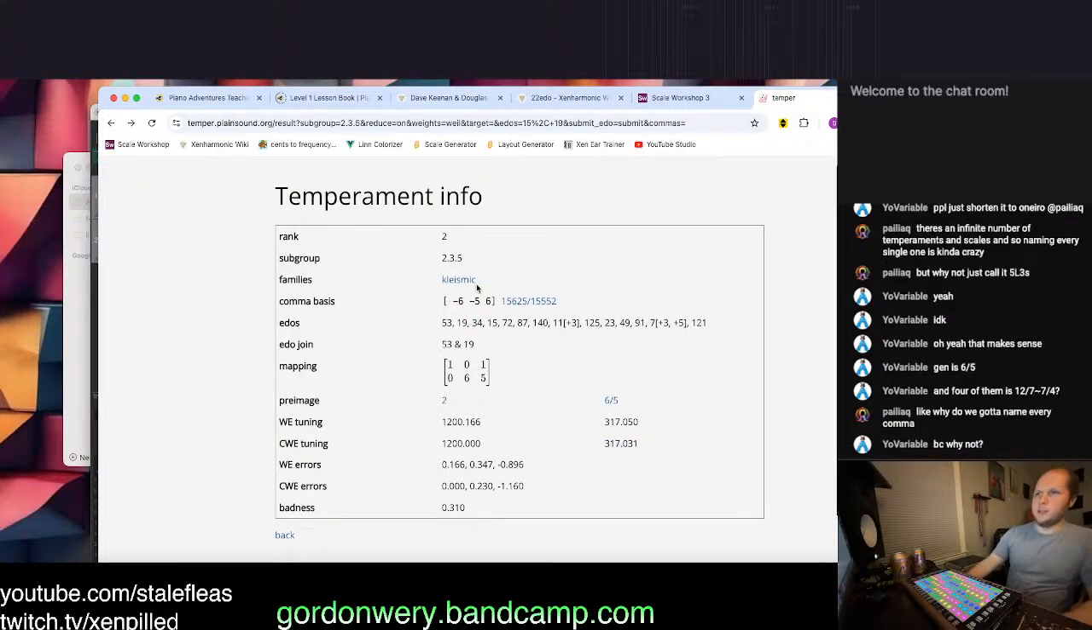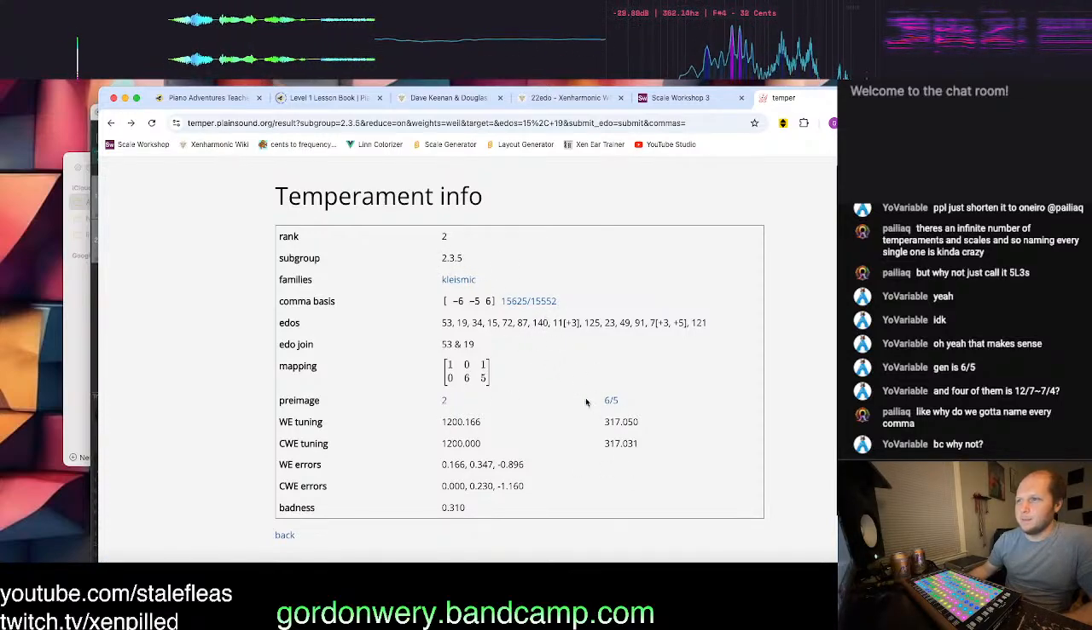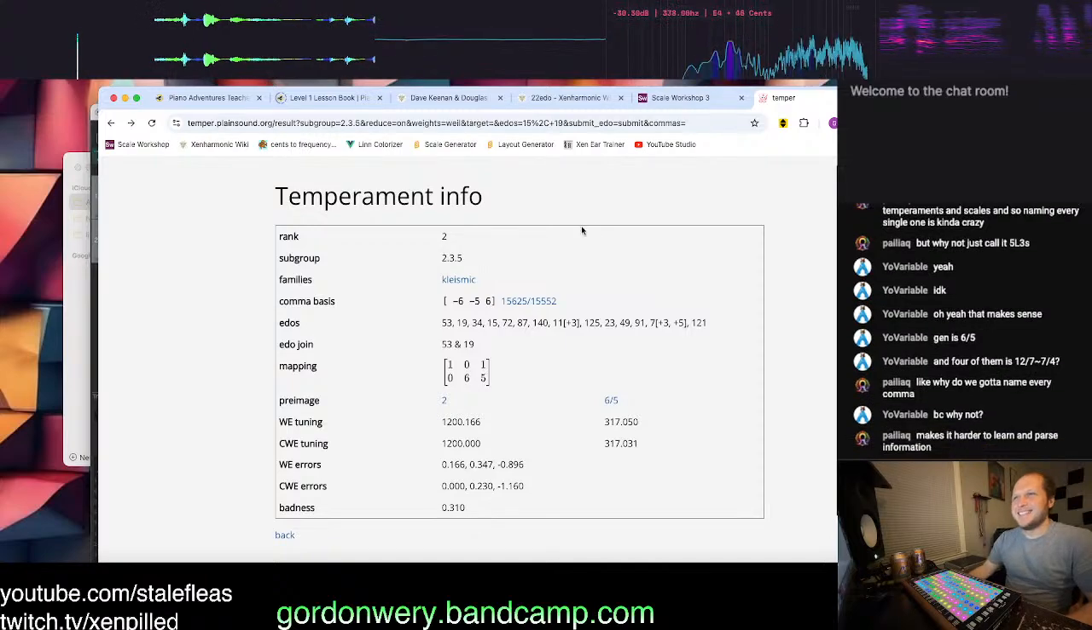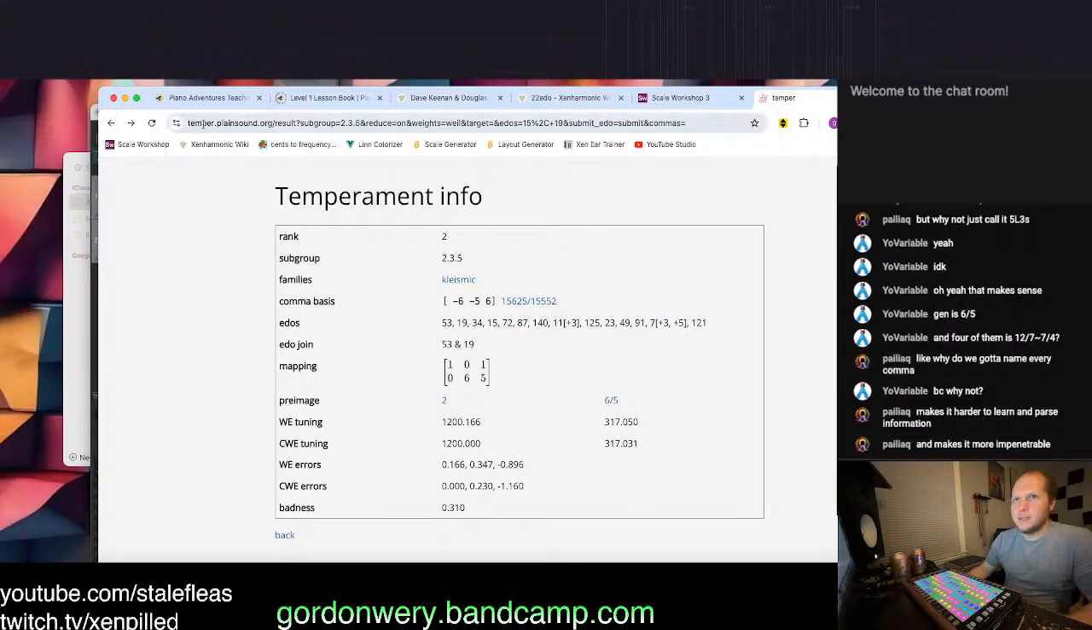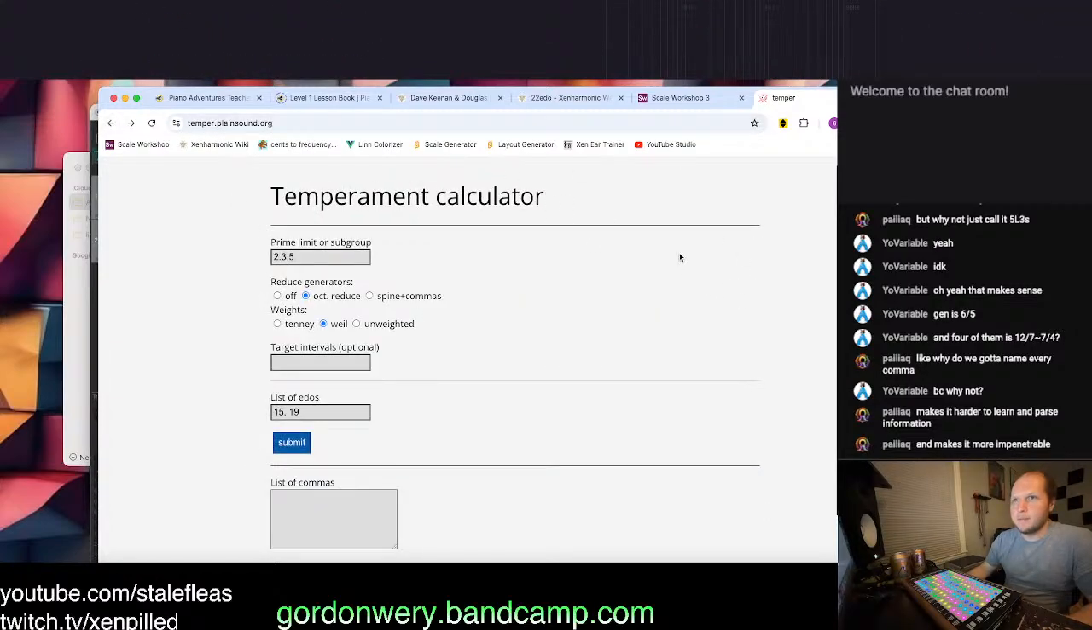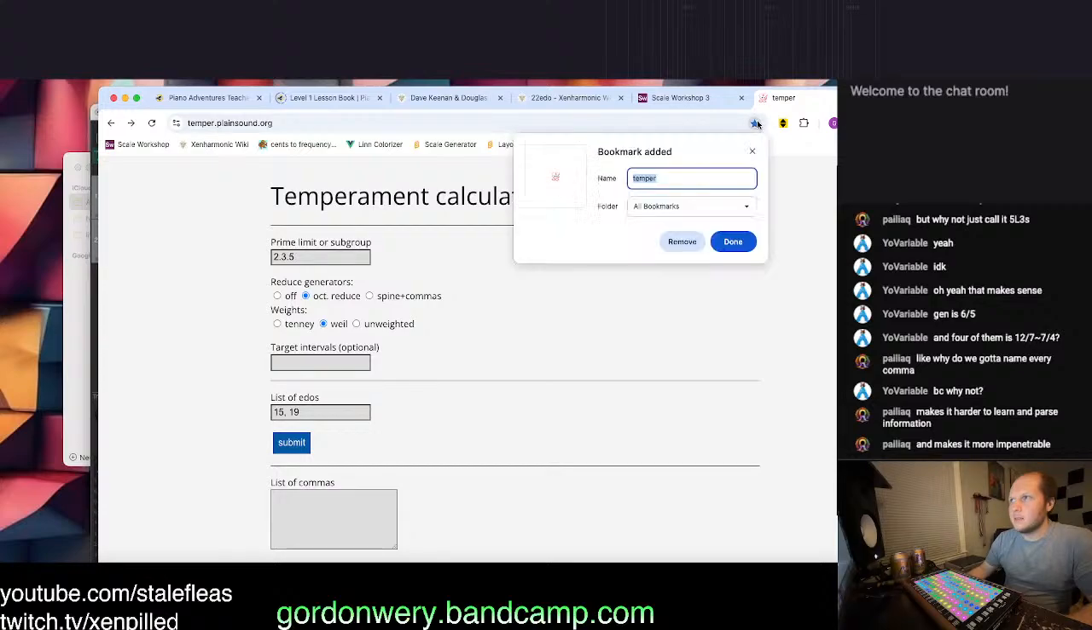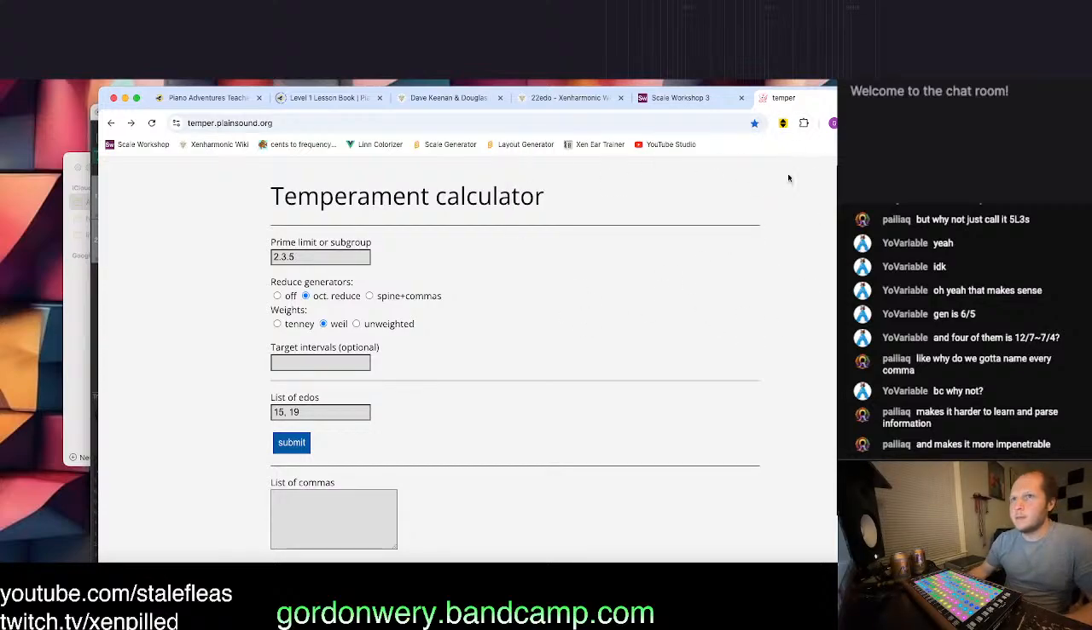So yeah, you can sit here and just plug in EDOs and see what they do. If I'm ever bored, I will sometimes just figure out what properties these EDOs that look unrelated share in common. Yeah, this is a good resource. I should bookmark this actually.